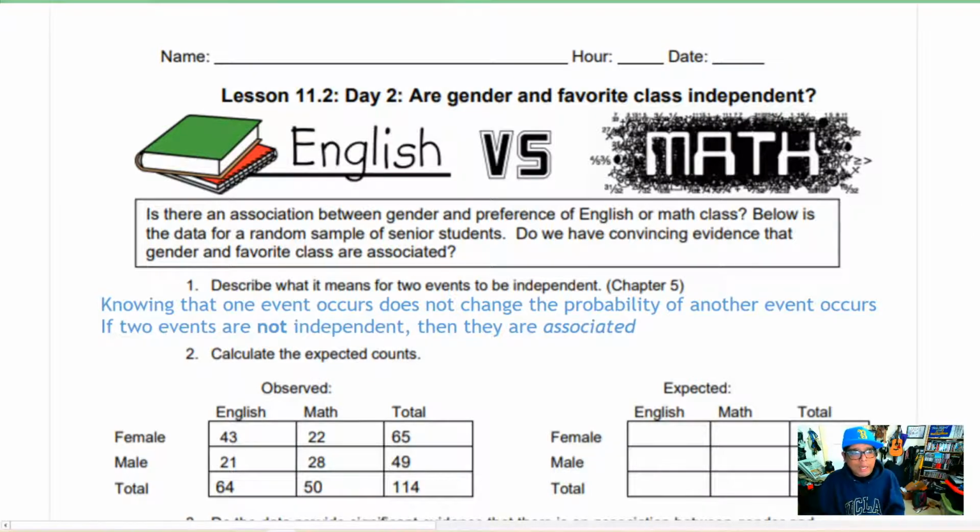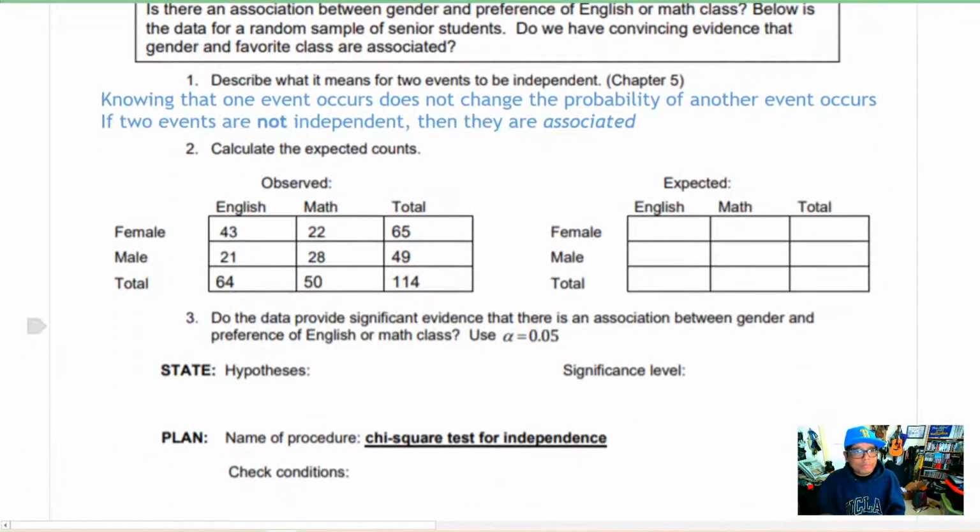We have this sample, and here are our observed values. 43 of the females preferred English, 22 of them preferred math. 21 of the boys, the males, preferred English, and 28 preferred math. So we're going to fill in our expected table with this. As always, you should start with the totals.